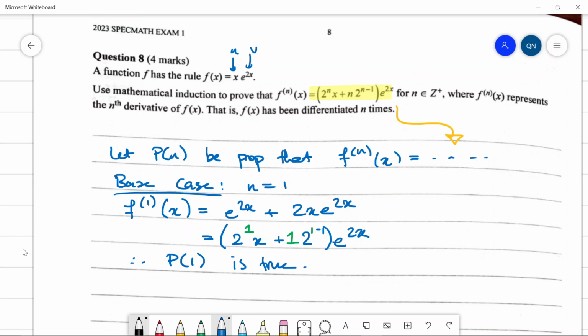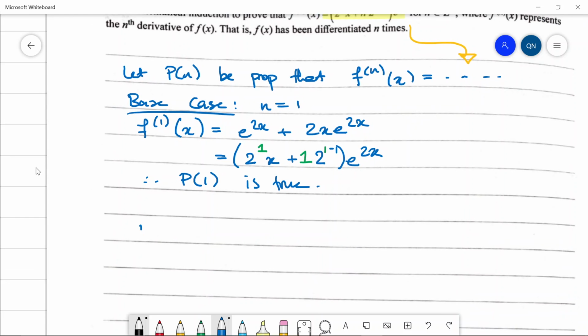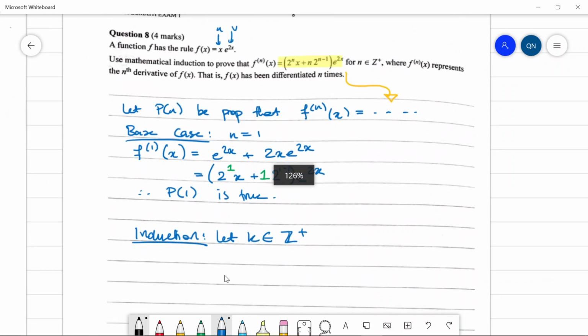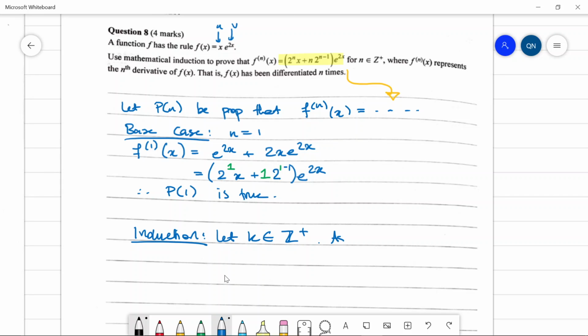Okay, so we next do the induction step. So what you do is you let k be some positive integer, k greater than 1. Actually, k technically could be, it doesn't matter. So k is just a positive integer. Okay, and you basically assume that P of k is true. Then you want to show that P of k plus 1 is true. Right, so how can we do this?